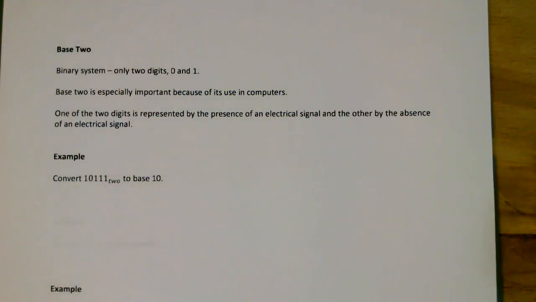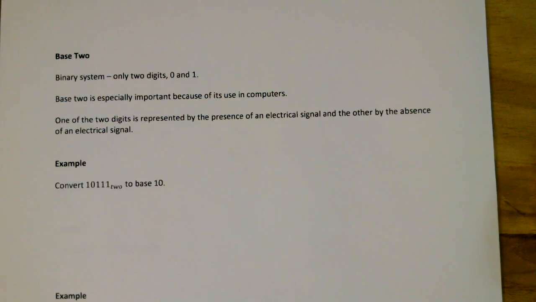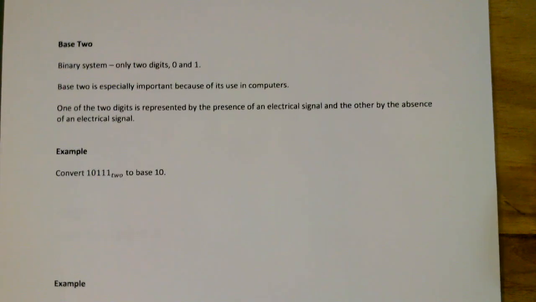Okay, now let's look at the base 2 system. This is also a commonly used system, which is base 2, because it's usually using computers. And it only involves 2 digits, 0 and 1. And sometimes they use a 0 for the off and the 1 for the on, usually on, off. And one of the 2 digits is represented by the presence of an electrical signal and the other by the absence of an electrical signal. Okay.